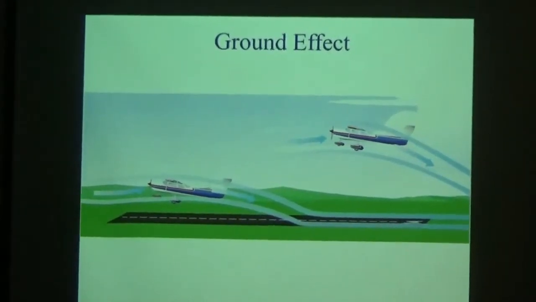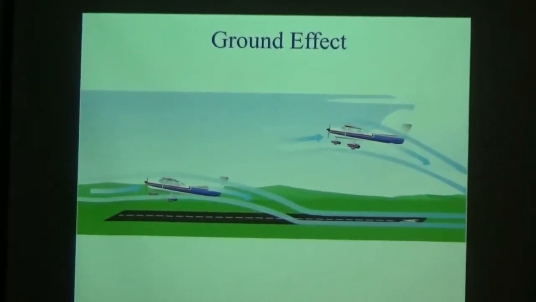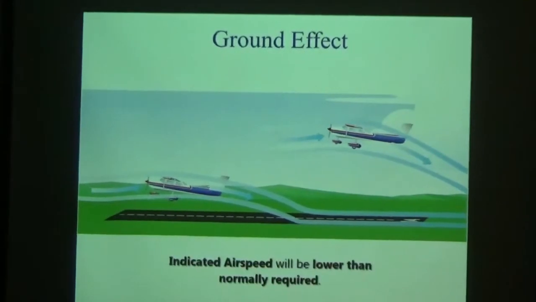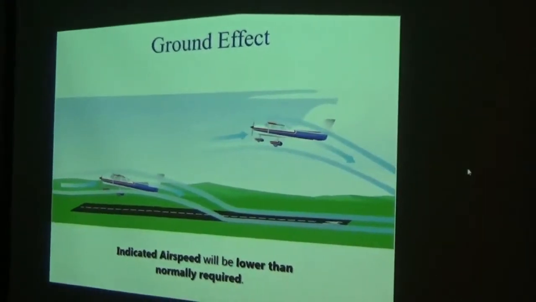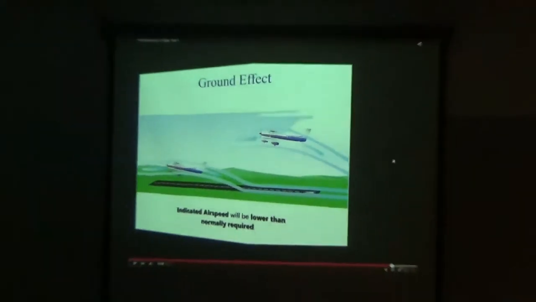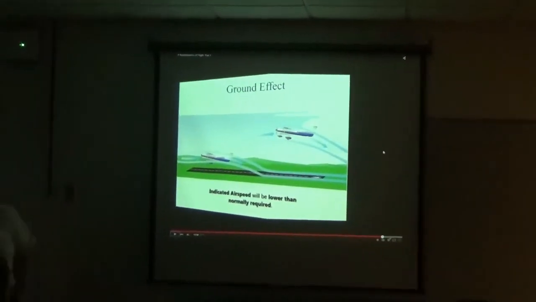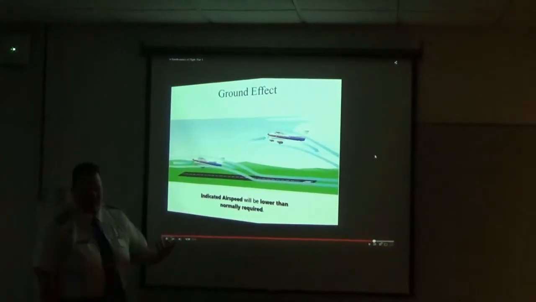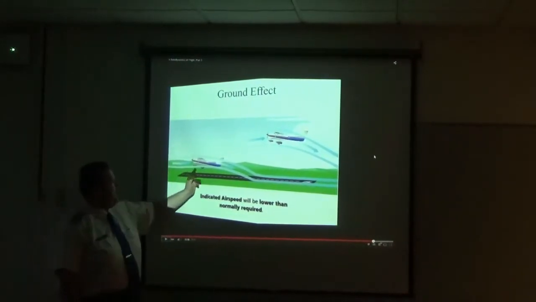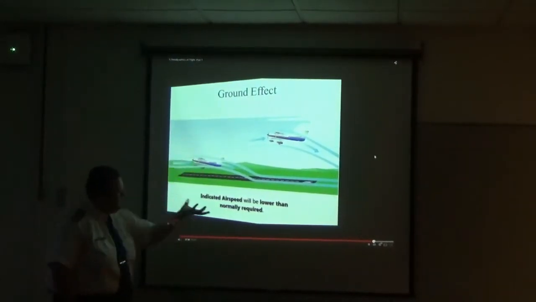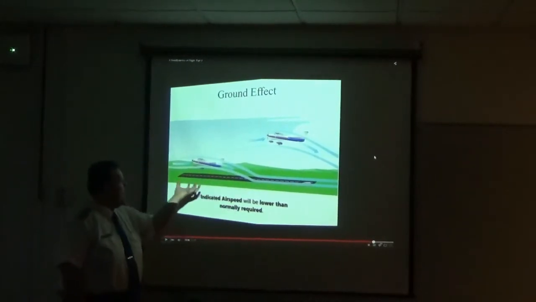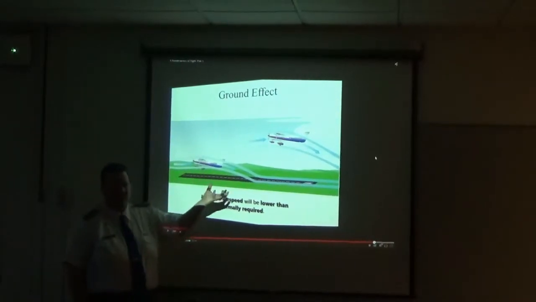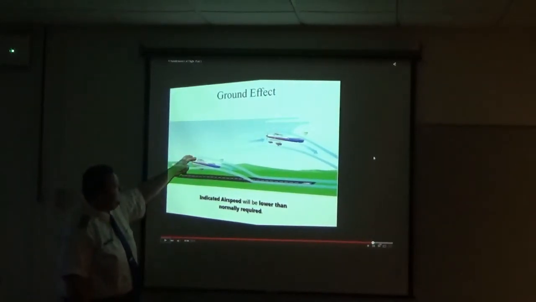Most of the time, ground effect will produce a higher pressure at the static source, and the incoming airspeed will be lower than normally required. Now, quickly on that as well, what she didn't really say much, as far as an explanation goes, is it almost acts like a cushion of air that catches the wing when you're coming down, mostly for a landing. And this usually happens about the length of the wingspan of the aircraft.